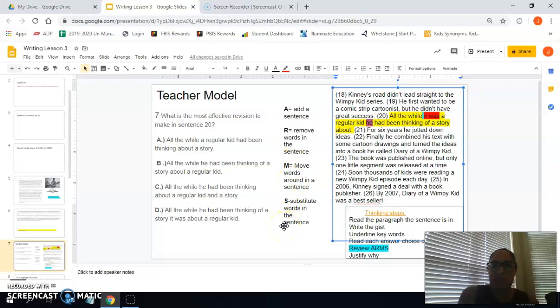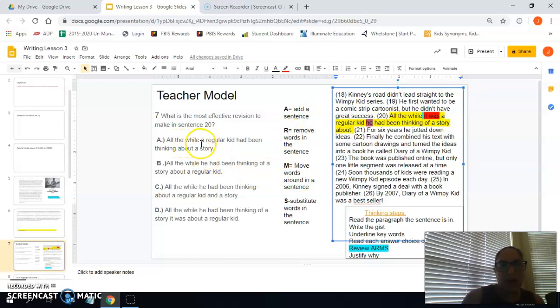Now, substitute words in a sentence. I don't think there's anything in my sentence that is telling me that I have to substitute, like there was a word in the last question that we did for "bigger." There's nothing here that's telling me that I have to substitute a word. So I'm going to go with remove and move, and I'm going to look at my answer choices, and I'm going to tell you why or why not it's that one.